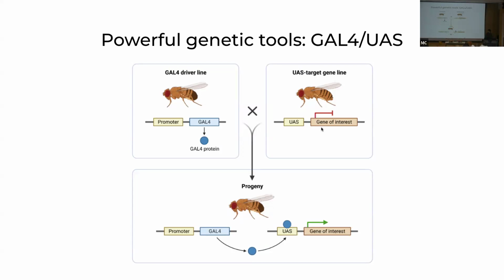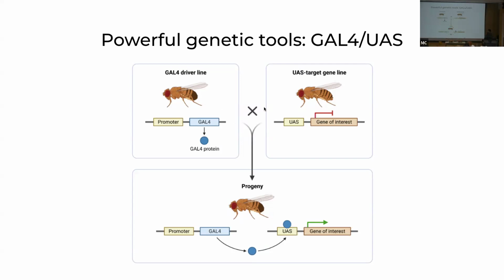So in 1993, Andrea Brand and Norbert Perrimon, two very clever scientists, decided to co-opt this yeast transcriptional system into Drosophila. What they did is they made a fly where you can express Gal4 in pretty much whatever cell type you want to.